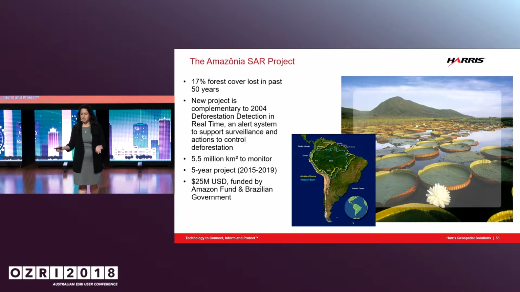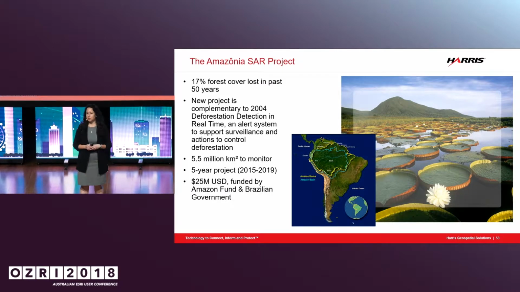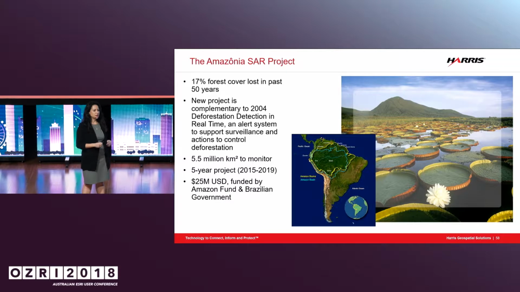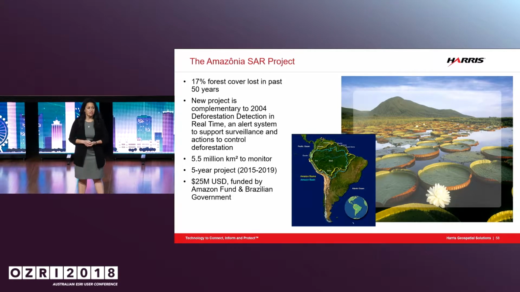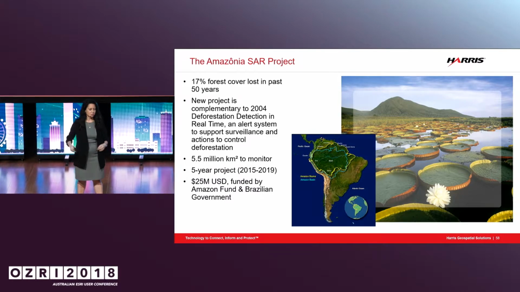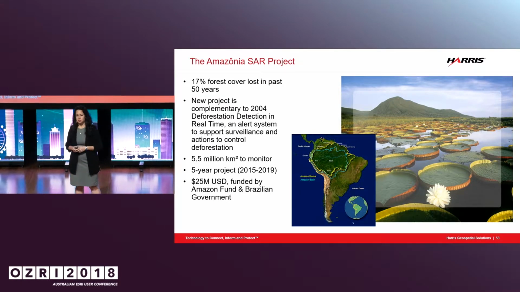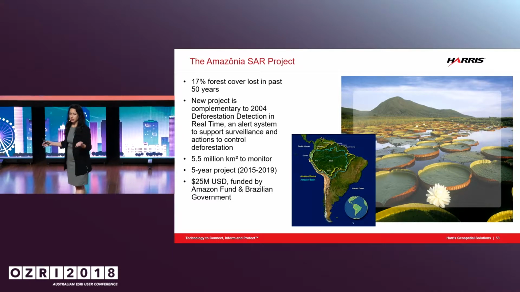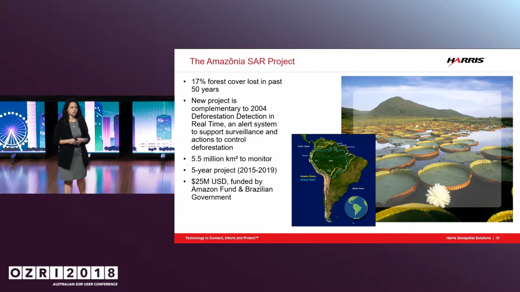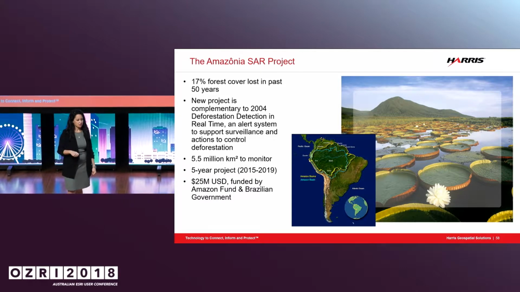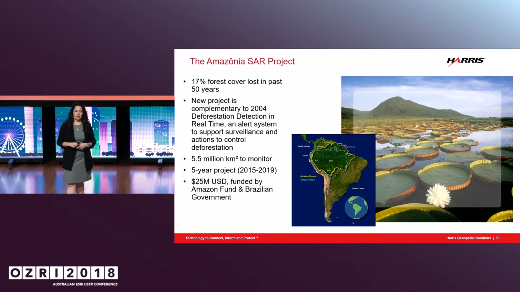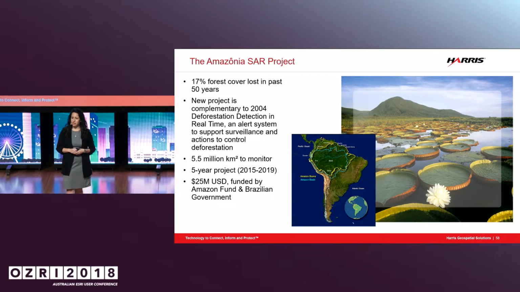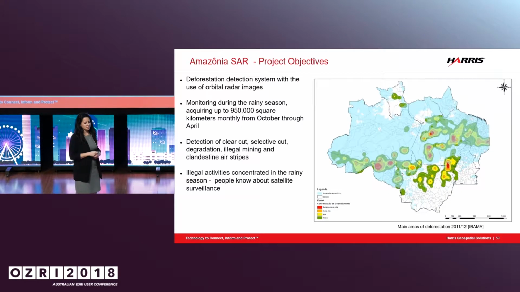Now, if you look at the size of the Amazon here, there are 5.5 million square kilometers to monitor. That is a vast area to monitor. And one of the ways we can really do that is by taking advantage of different types of satellite imagery to see what's happening at a much broader scale. We started this a few years ago. It's a 5-year project for this particular phase, from 2015 to 2019. It has been underway, and there's already been success in getting images and getting these alerts. It's been funded by the Amazon Fund and the Brazilian government. There have been a lot of other funding sources that have gone into trying to understand what's happening and how we can slow down this process.